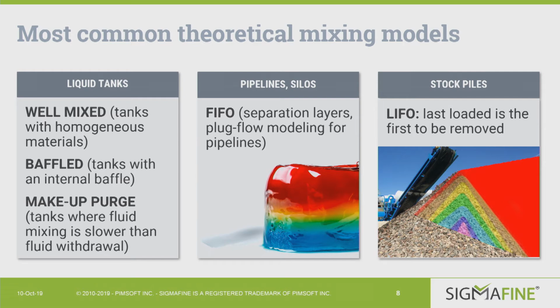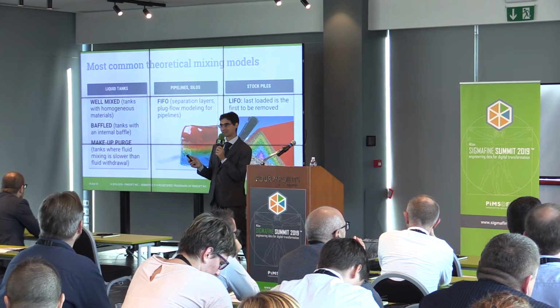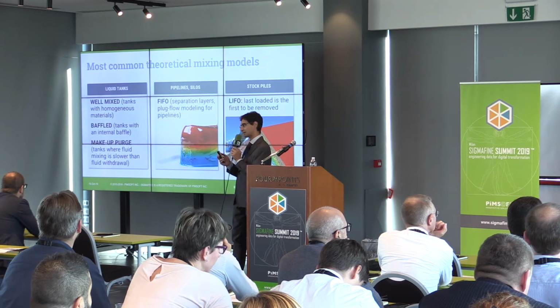Composition tracking can apply different mixing rules. They are all theoretical, so we don't go in the very detail of the fluid dynamics. But it's more a logical mixing, and it can handle different strategies. So from the well mixing that we have seen in the example before, to a representation of pipelines as a plug flow with first in, first out models, to stockpiles that are common with solids, where you use a last in, first out model. So it's representing packages of materials like layers that are coming and going.